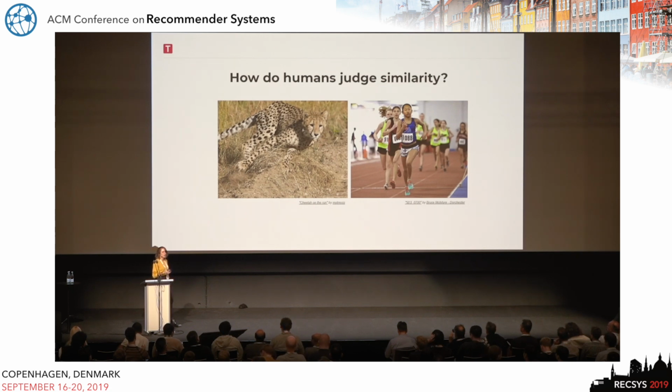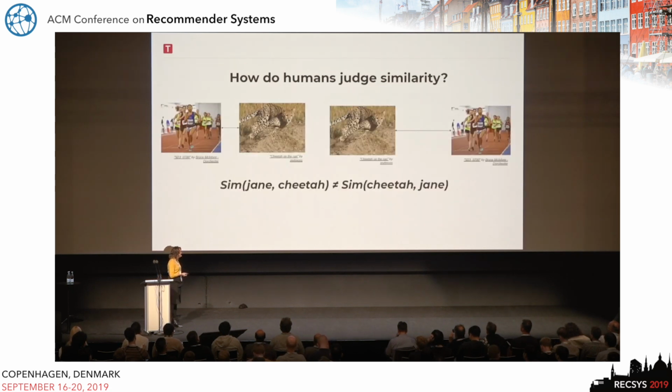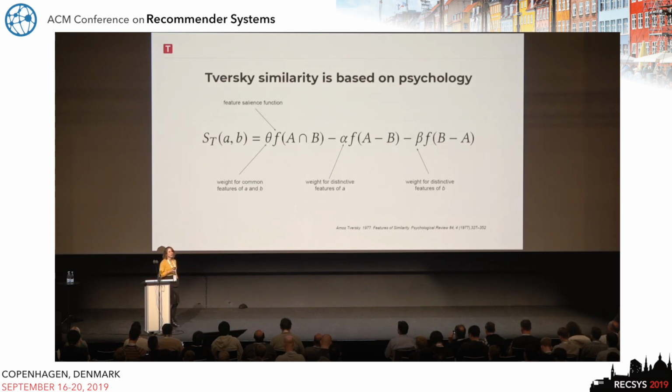So we can all see intuitively, to put this more formally, that the similarity of Jane to the cheetah is not the same as the similarity of the cheetah to Jane. So what we have here is user judgment asymmetry in similarity judgments. And there are a number of these quirks in terms of how humans judge the similarity between two entities. So how do we actually build a model that takes account of these things?